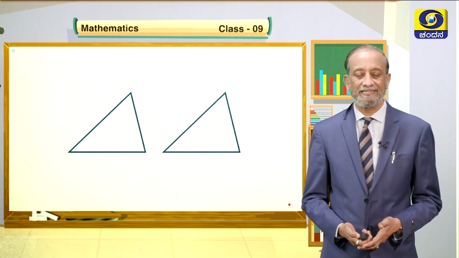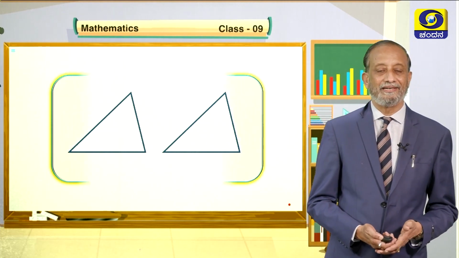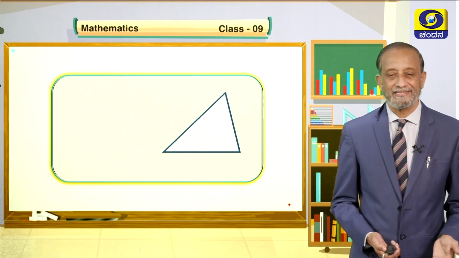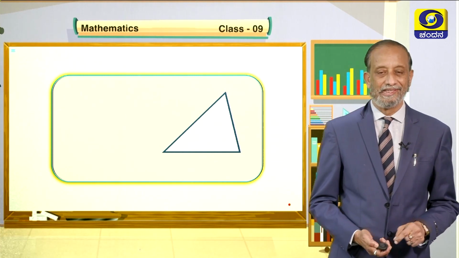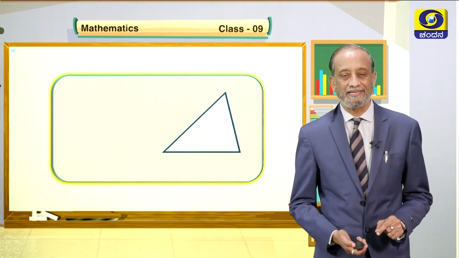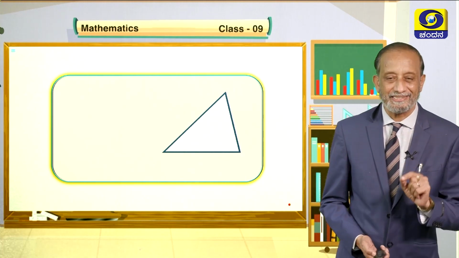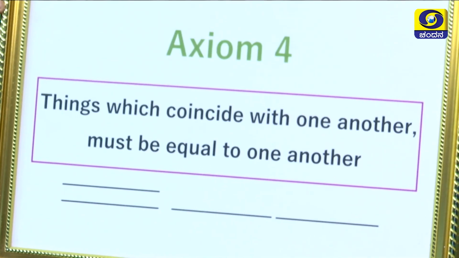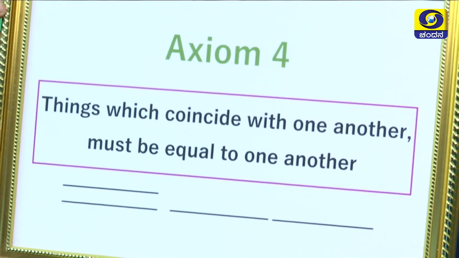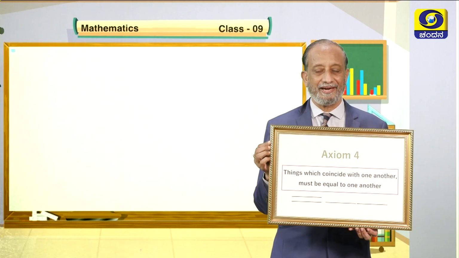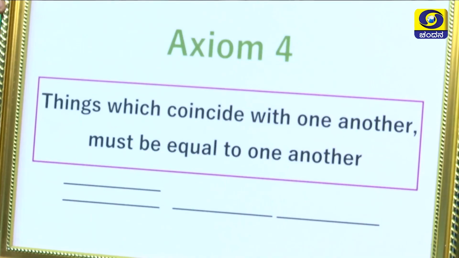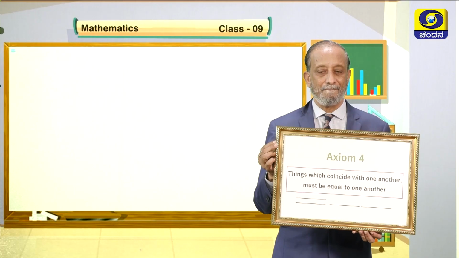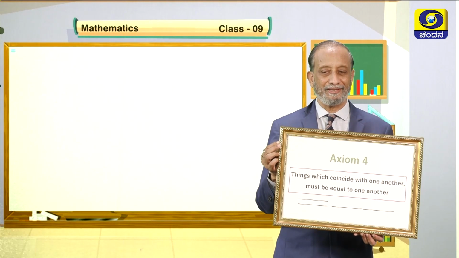There is a pair of triangles here. Let us take one triangle and try to superimpose it on the other triangle. Here in this case it is exactly coinciding with the other. Therefore, we can say that those two triangles have the same shape and same area. That is the meaning of axiom number 4, which states that things which coincide with one another must be equal to one another.